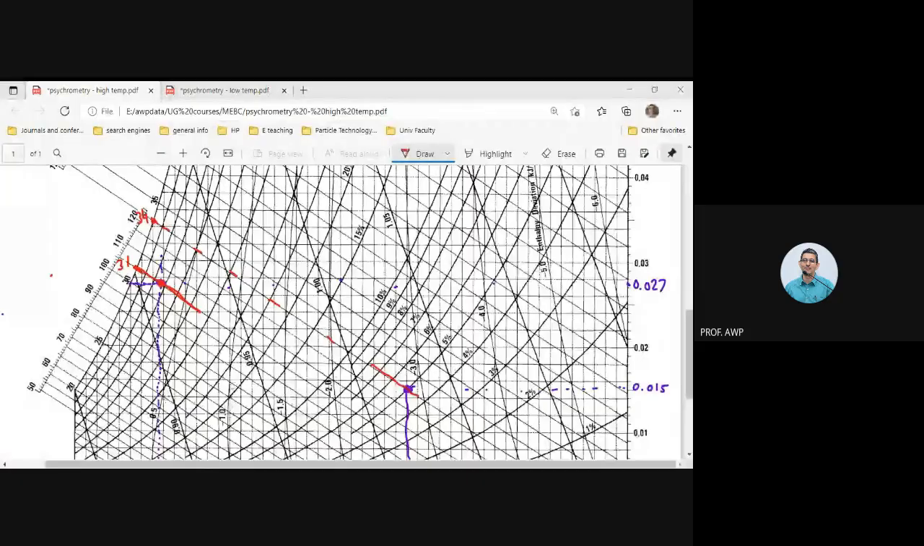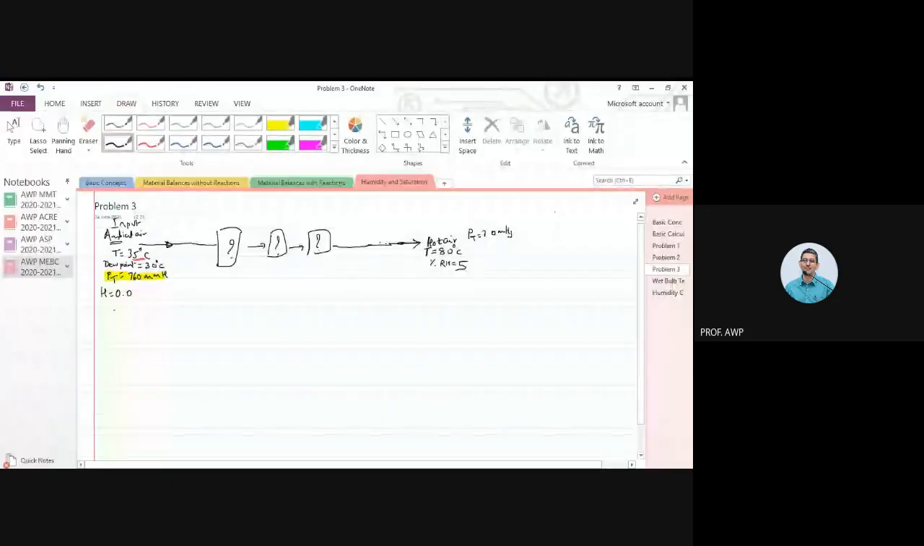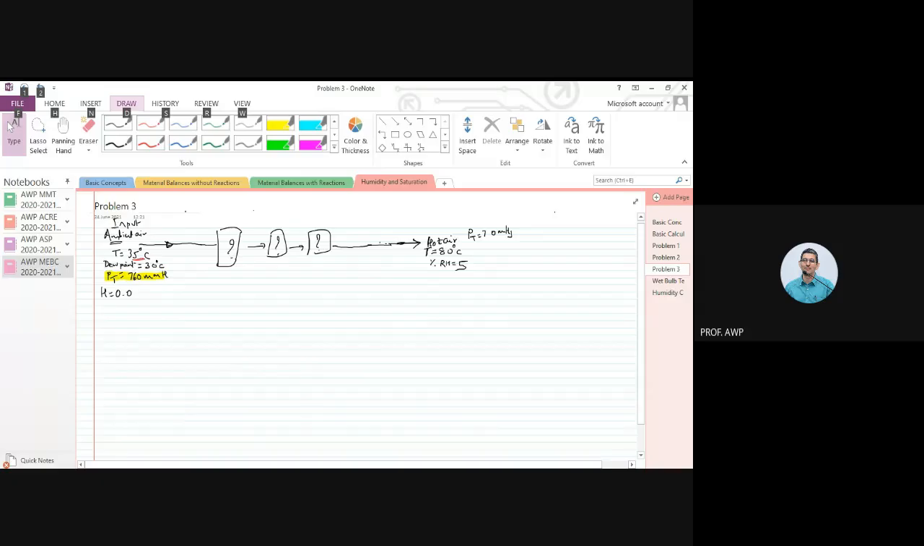So let's go back to our problem. So this humidity here would be 0.0 something. What was the value? Do you recall? Anybody recalls? 0.027, right? It was 0.027, and this H was 0.015. This wet bulb temperature would be 31 degrees centigrade, and this wet bulb temperature would be 34 degrees centigrade. Do you recall that?